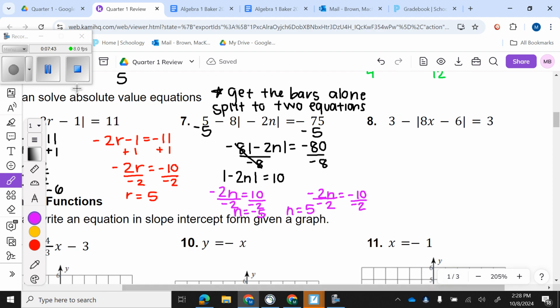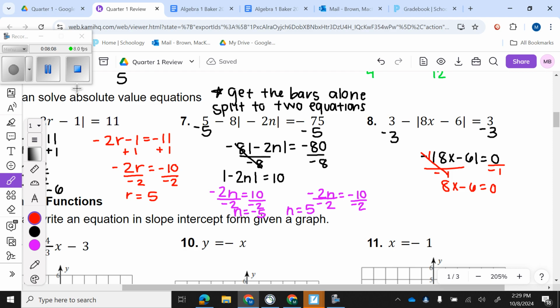All right, same idea on number 8. I got to move this 3 first. I'm going to subtract 3 from both sides, and I'm going to have negative 8x minus 6 equals 0. Okay, if I wanted to, I could come in here and make this a negative 1. I'm going to divide both sides by a negative 1. Those are going to cancel, and I'm going to have 8x minus 6 equals 0.